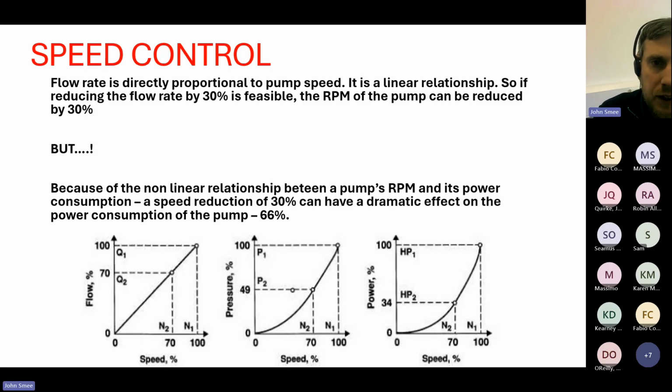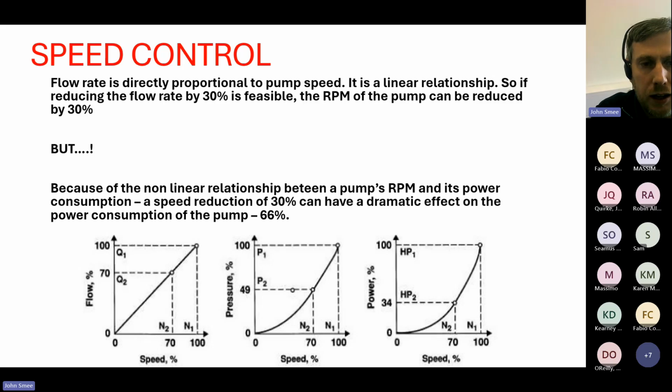So let's just look at our affinity laws again. Flow rate is directly proportional to pump speed, as we discussed. Affinity law number 1 is a linear relationship. So if you're reducing the flow rate by 30% in your system, and it doesn't have to be a beer cooler, as I say, this can be a jacketed vessel, a plate heat exchanger, anything at all, and reducing your flow rate by 30% is feasible, then the speed of the pump, the RPM, can likewise be reduced by 30%.